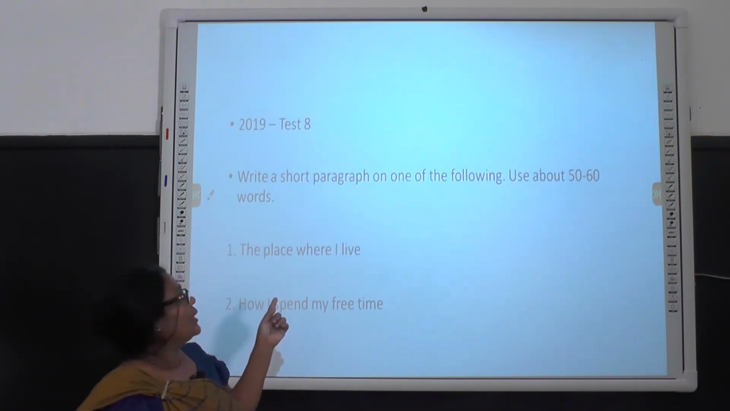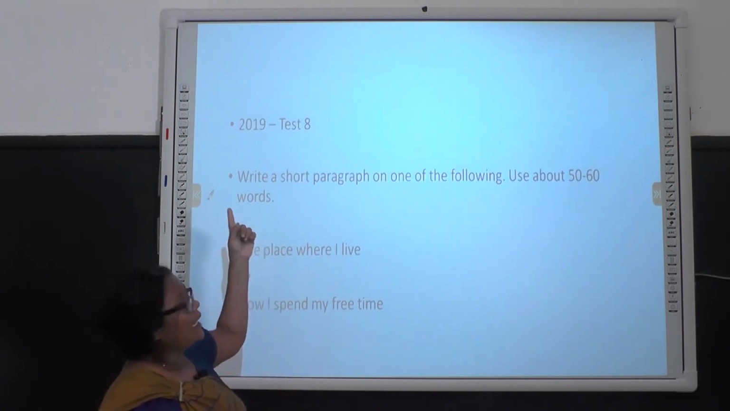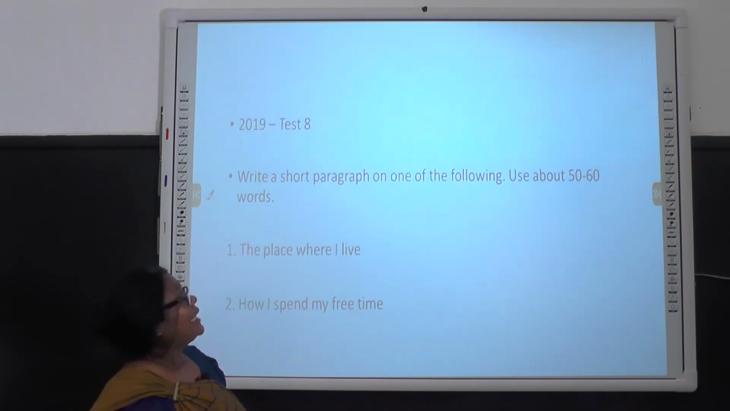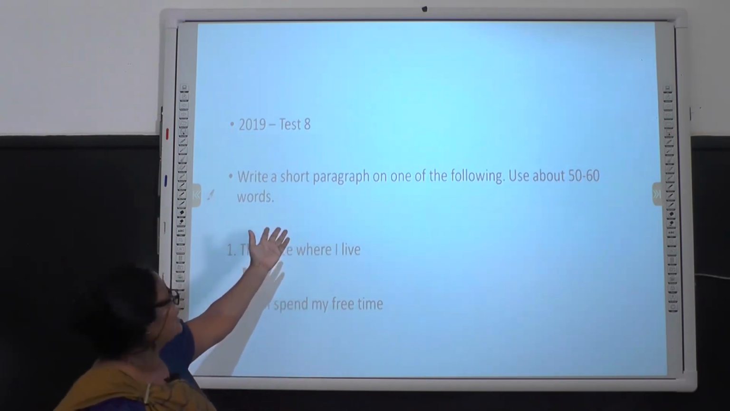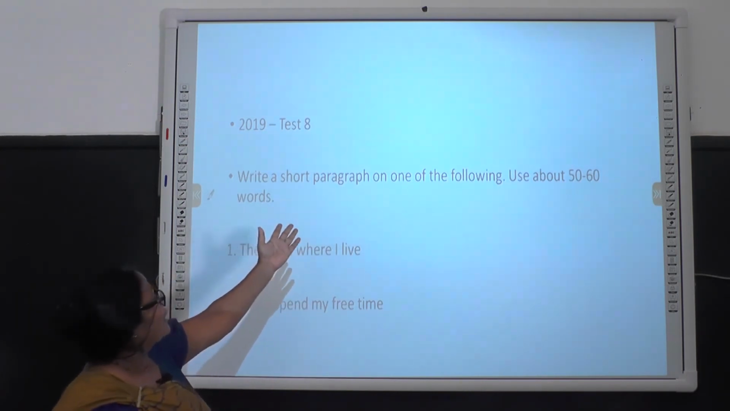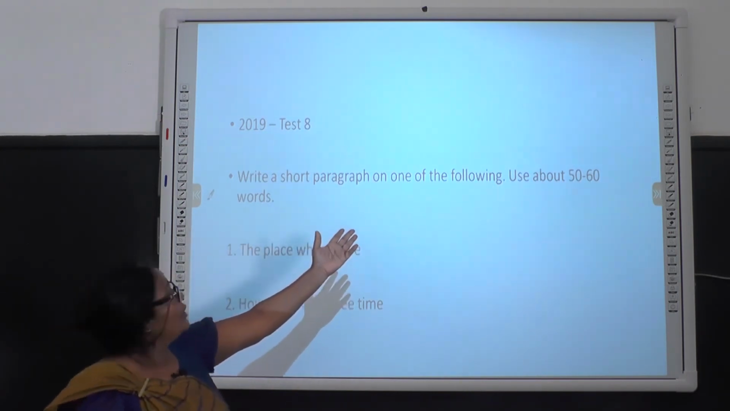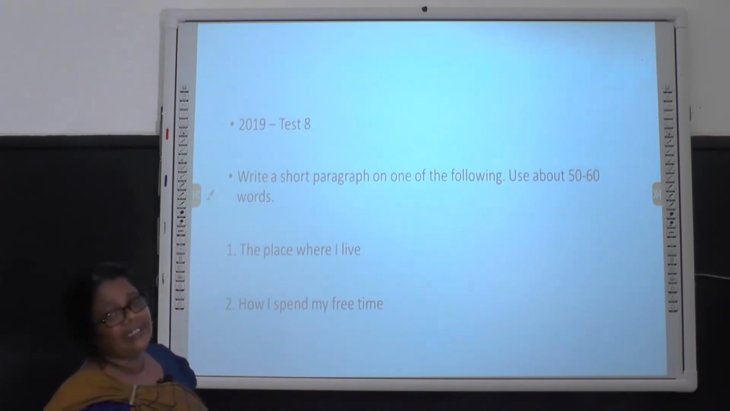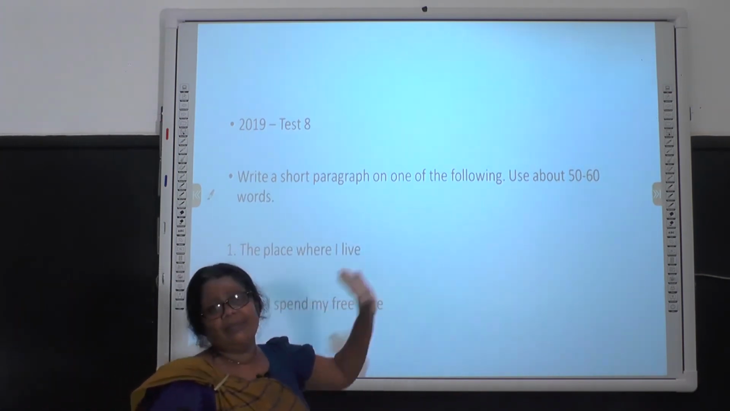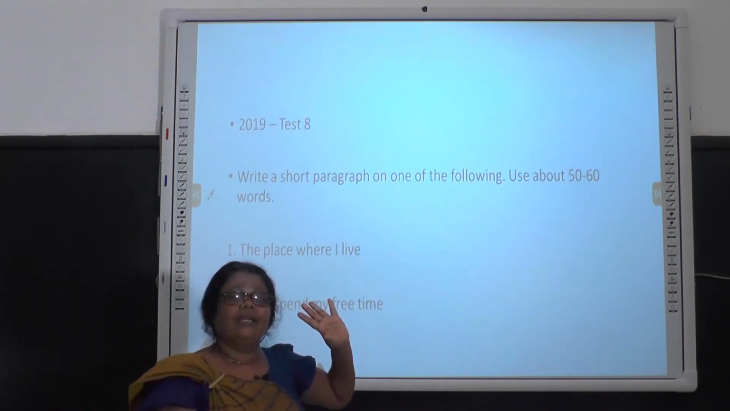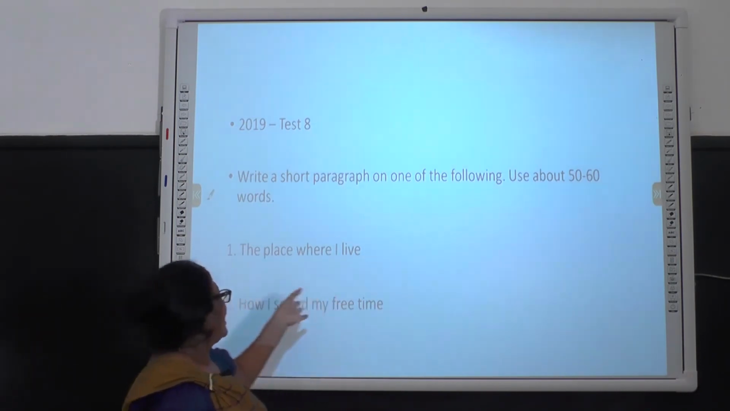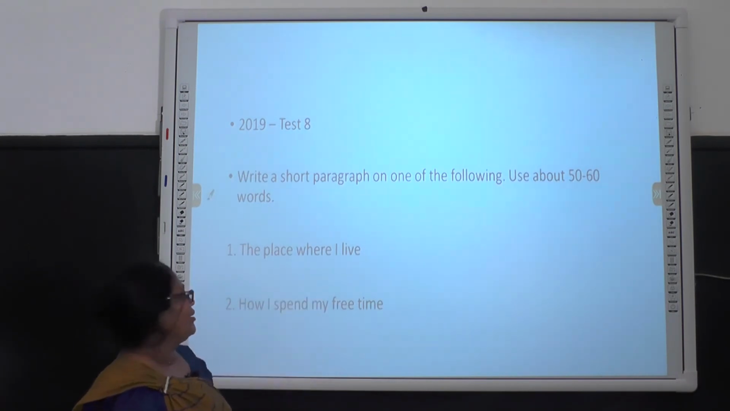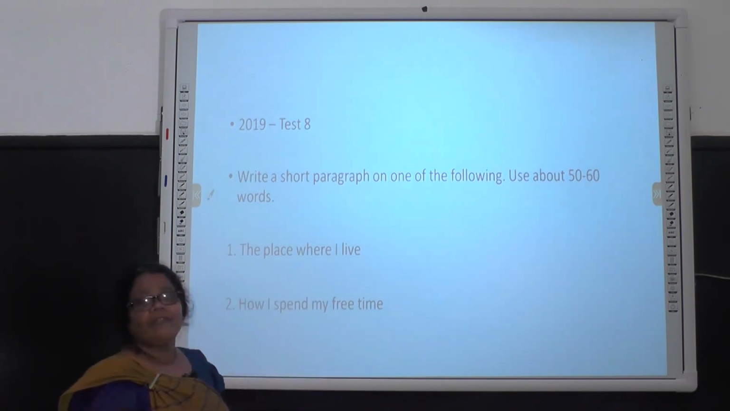Now let's look at this. Now once again I have selected 2019 test 8. You can see. Let's read the rubrics together. Write a short paragraph, one of the following. Use about 50-60 words. May 50-60 කියලා තුනට බය වෙන්න එපා. පුළුවන් ප්‍රමාණයක් ලියන්න. ඔය 50-60 ගැන හිතේ තියාගන්නවත් එපා. Right, now here the place where I live and how I spend my free time.